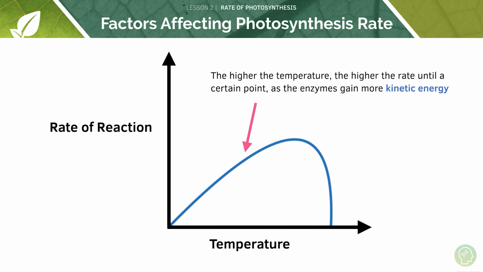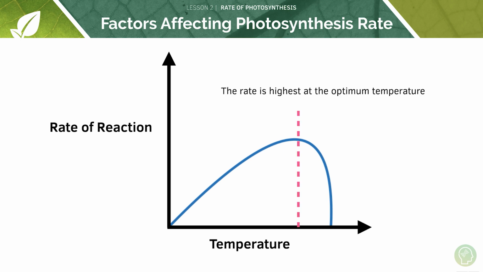Now notice here that we don't hit a plateau. We hit an optimum rate at the optimum temperature, so there is a temperature at which our rate of photosynthesis is highest. Now there's no plateau after that. Remember with the other graphs, they kind of went like this, didn't they? With light intensity and with carbon dioxide concentration. But with temperature, we have this steep decline.